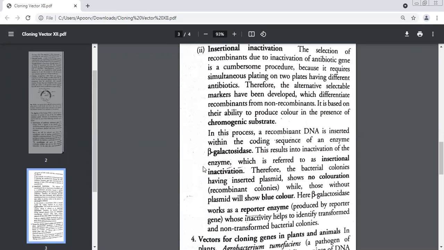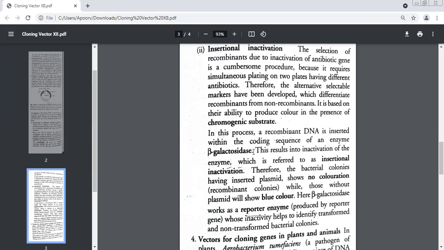Whenever you insert a recombinant DNA in beta-galactosidase, it will become inactive. You inserted DNA in all the varieties that you had, but in some the DNA got attached and in some it did not. The ones in which it got attached to this enzyme have become inactive. So the ones which had this foreign DNA will show no color. Why no color? Because what has become inactive?